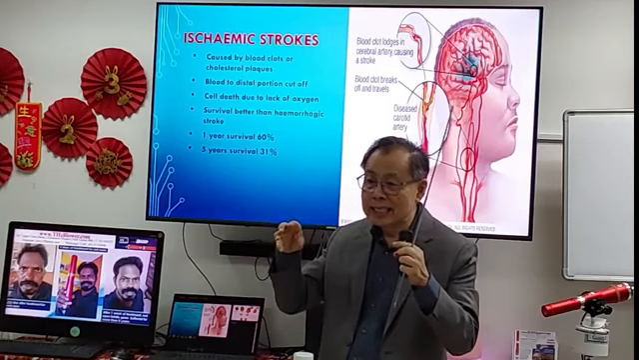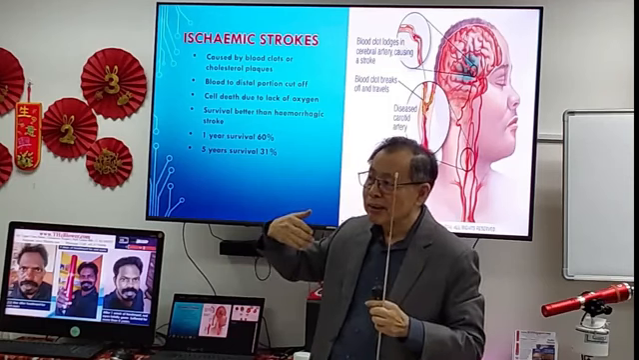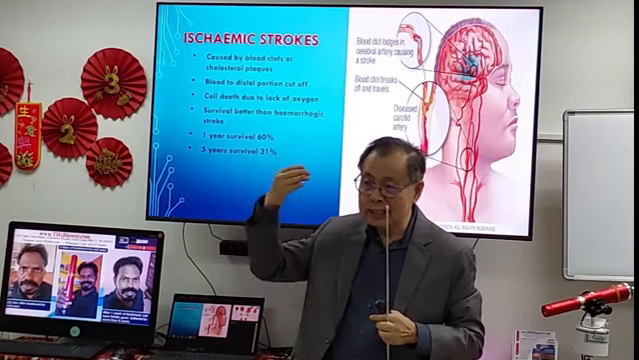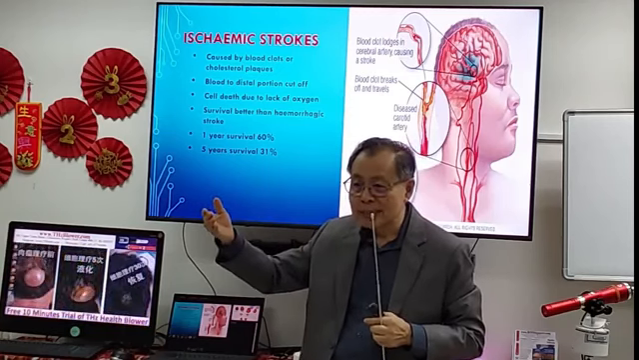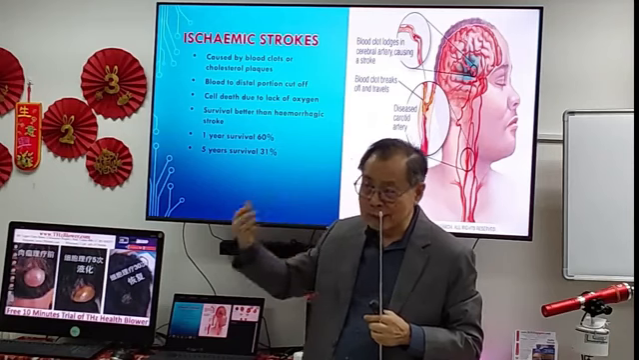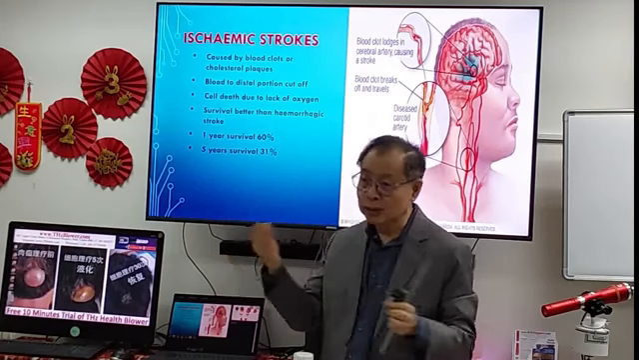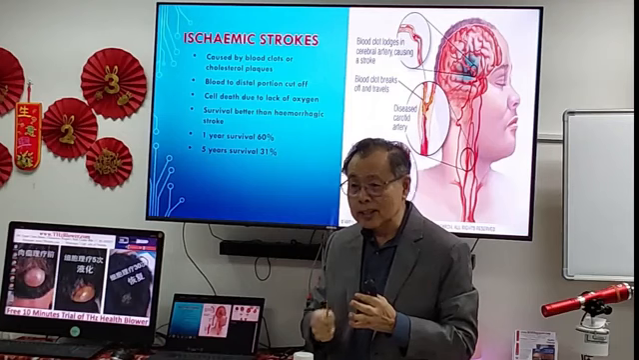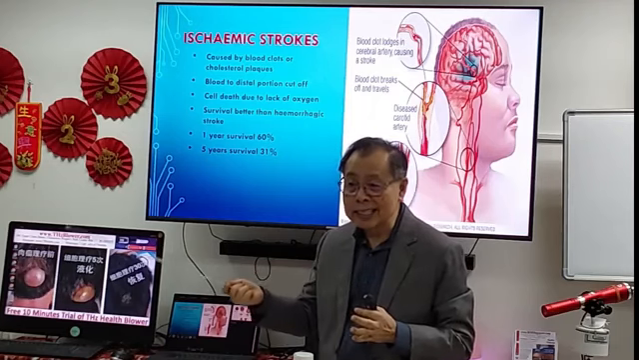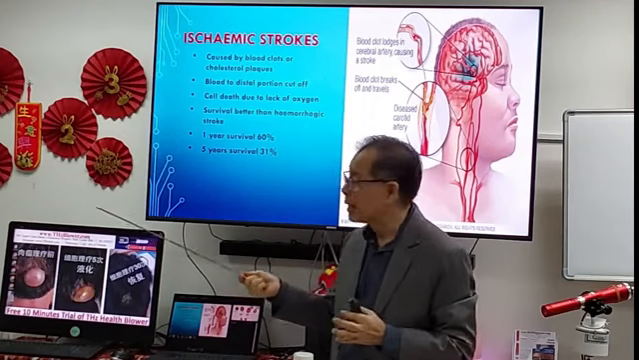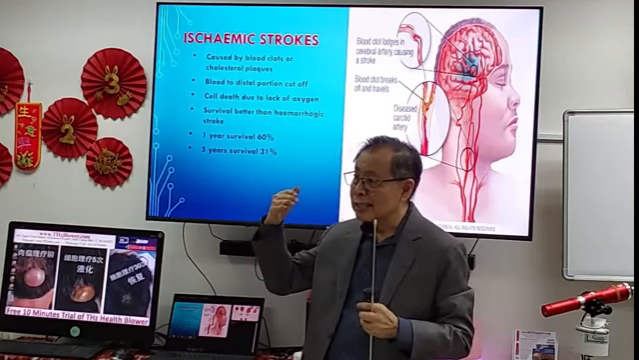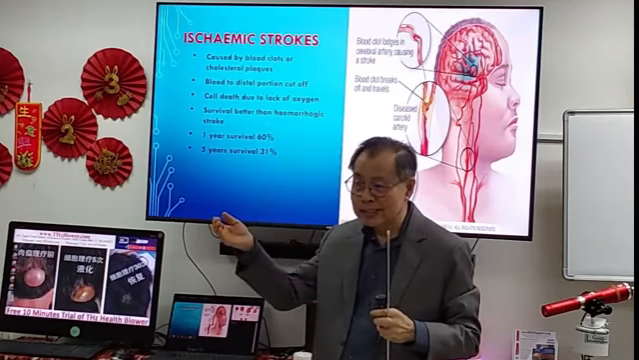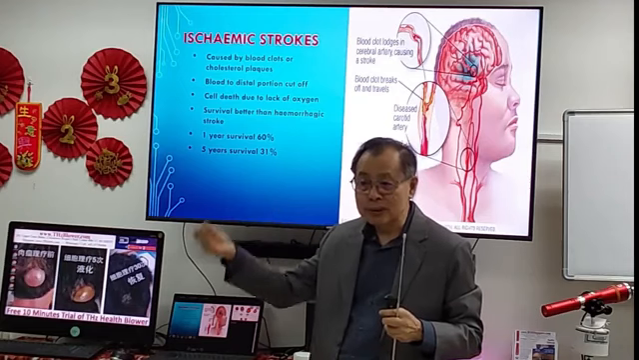Second time stroke, third time stroke, fourth time stroke. If you have a stroke once, the chance of a second stroke is about half or greater. That means if you have a stroke and you don't deal with the underlying condition, whether diabetes or blood pressure, then the chance of you having a second stroke is very high. Usually the first stroke won't kill the patient, but the second or third stroke will.